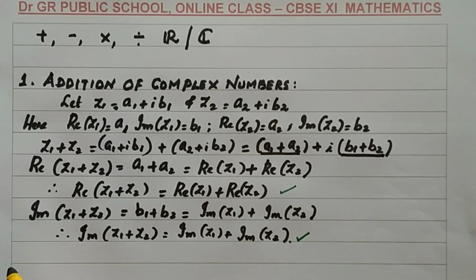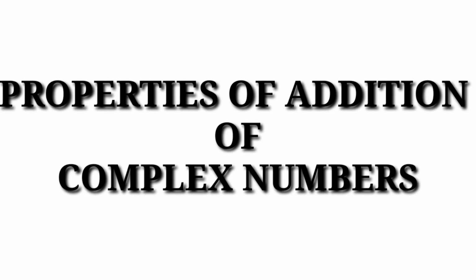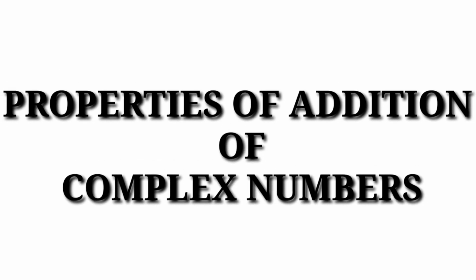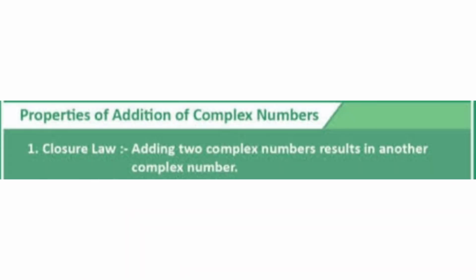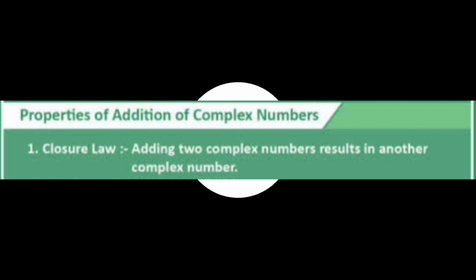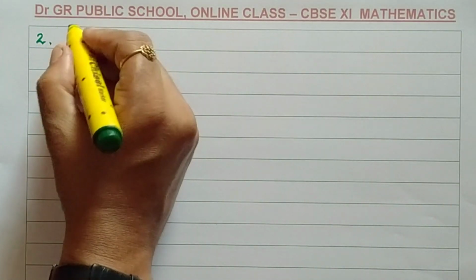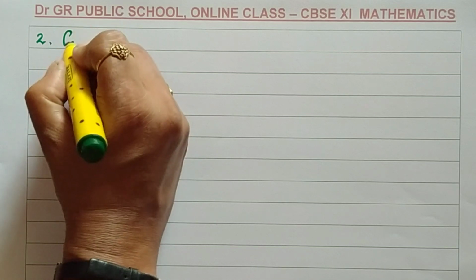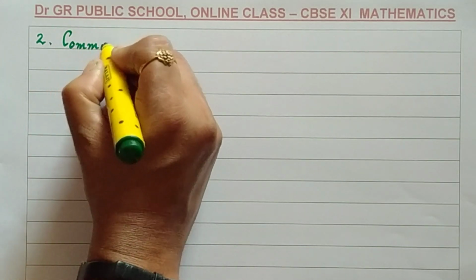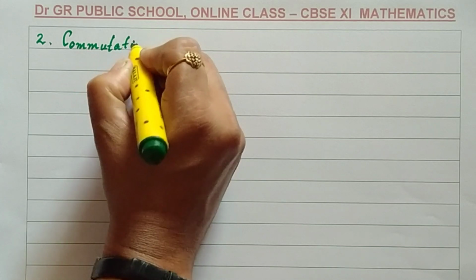Now we are going to study some properties of complex numbers. Properties of addition. The first is the closure law. In the case of real numbers, you know that the closure law states that if we add two real numbers, we get another real number. In the same way, adding two complex numbers results in another complex number. The second property is the commutative property, just like the commutative property of real numbers.